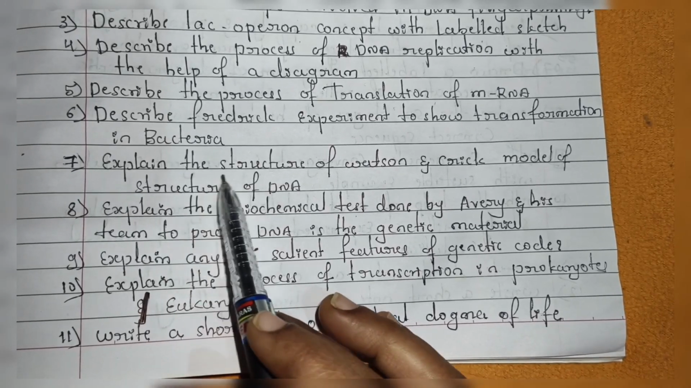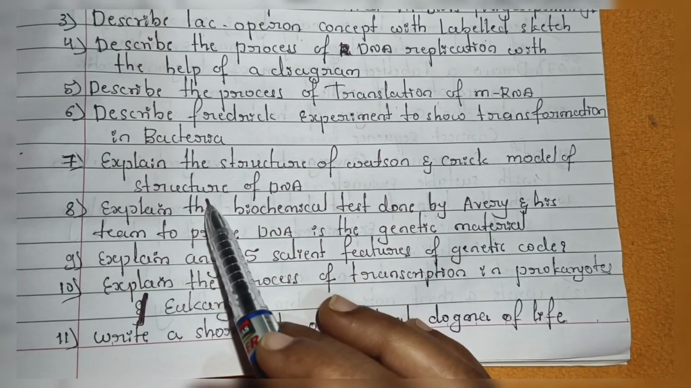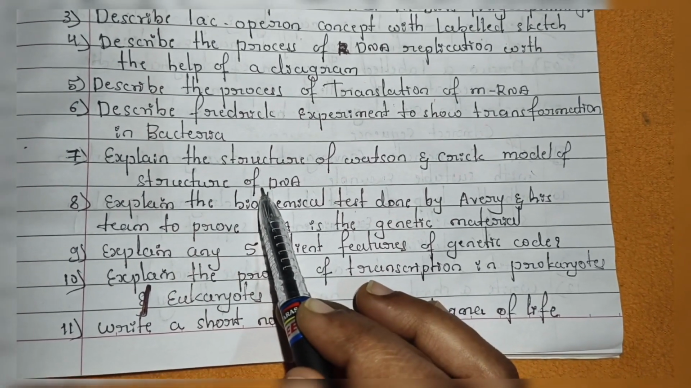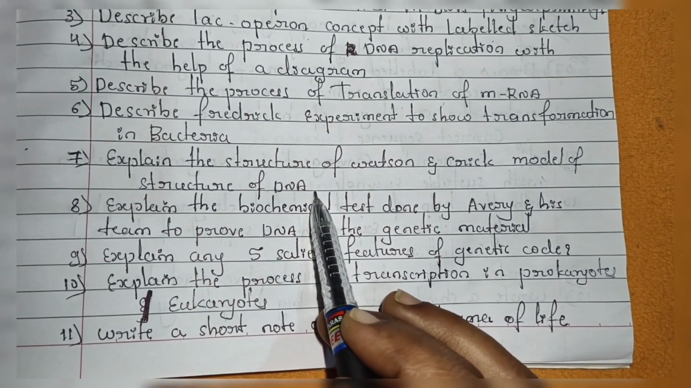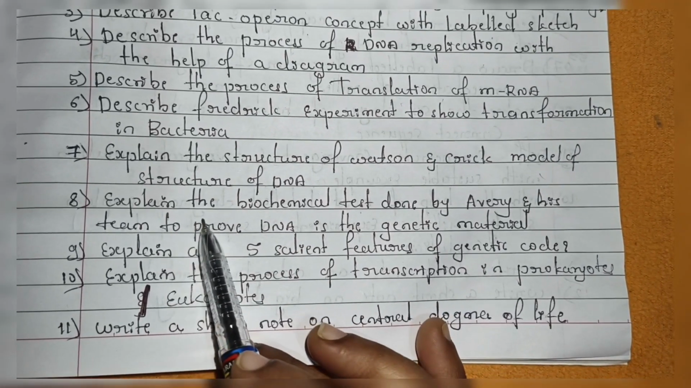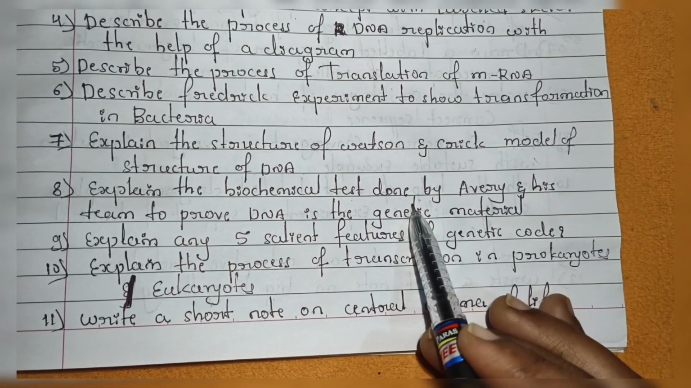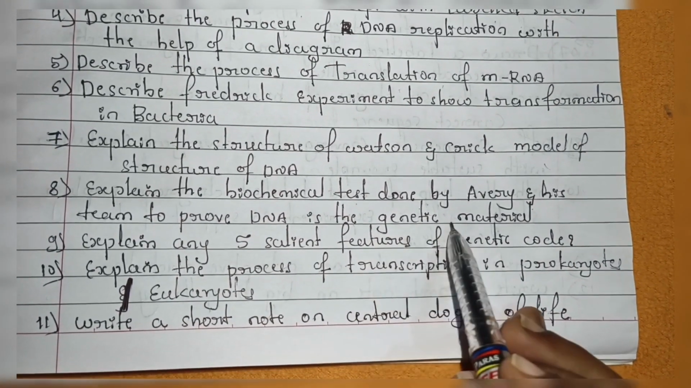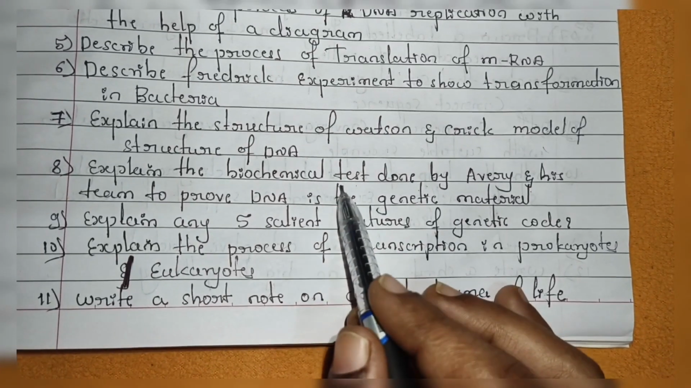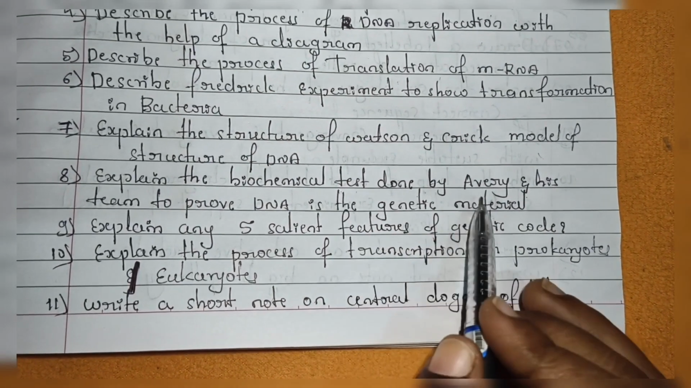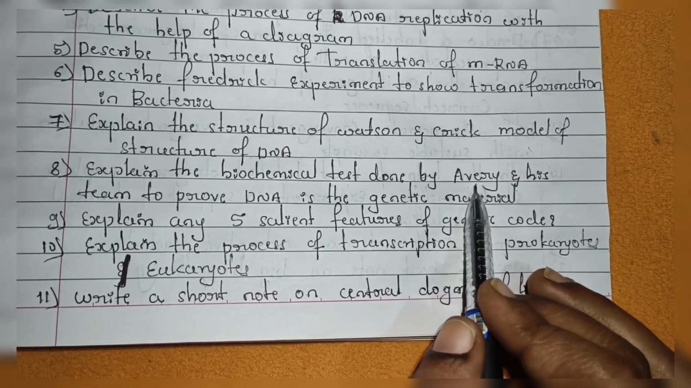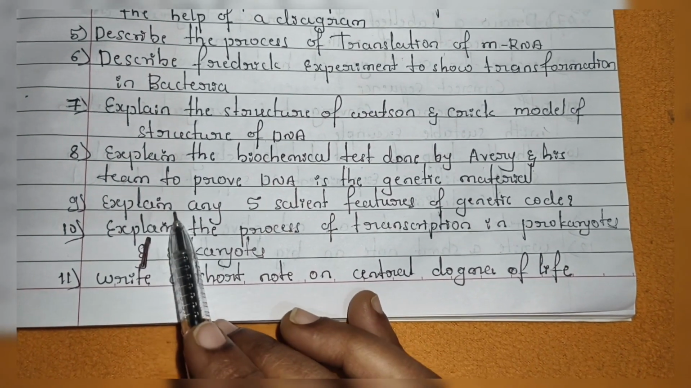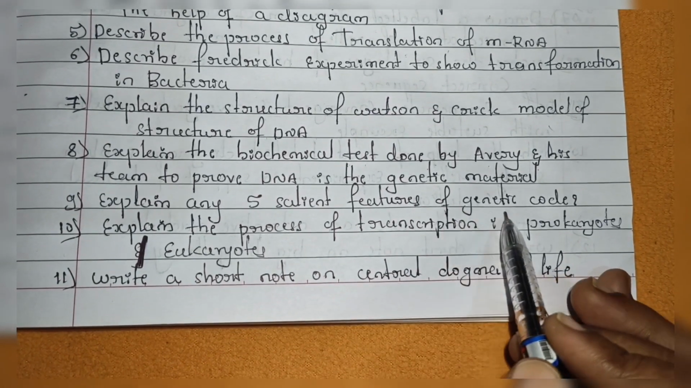And the next, seventh one, explain the structure of the Watson and Crick model of DNA. Here you have to explain the structure of DNA, and plus you have to draw a DNA. And the next, eighth one is, explain the biochemical test done by Hershey and Chase and his team to prove that DNA is the genetic material. So that is one test which is done by 3 scientists. What those scientists did, you have to explain in points. And the ninth one is, explain any 5 salient features of the genetic code.